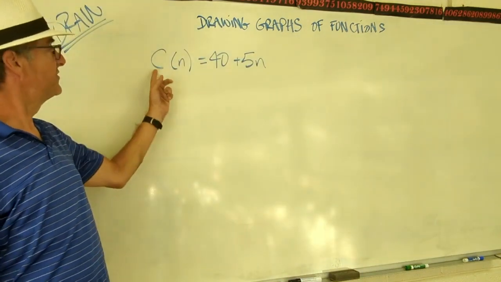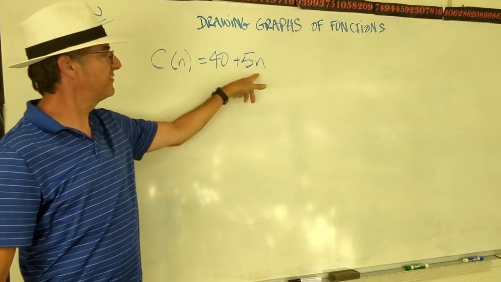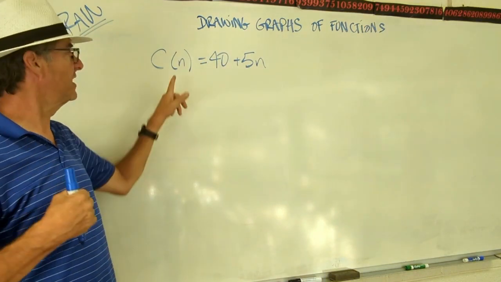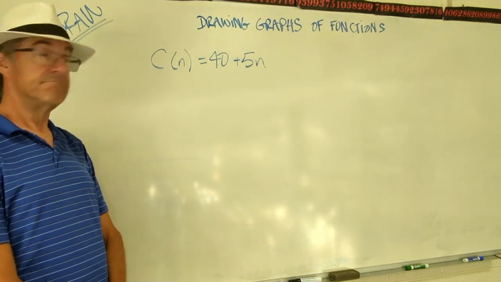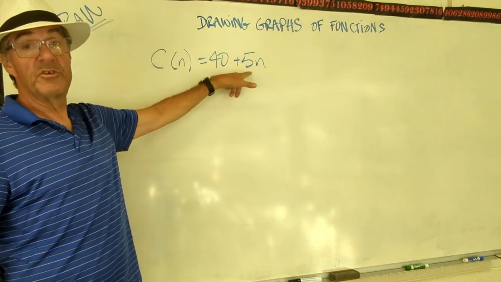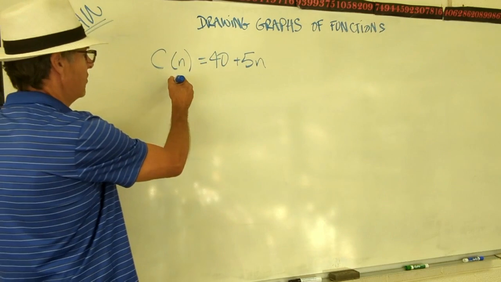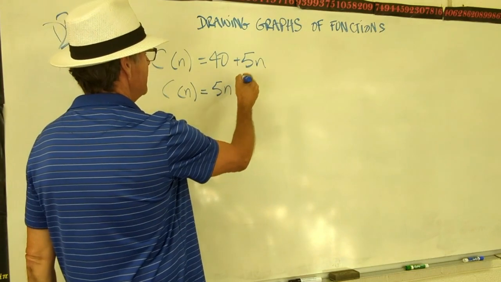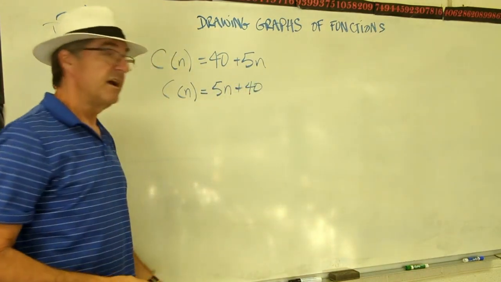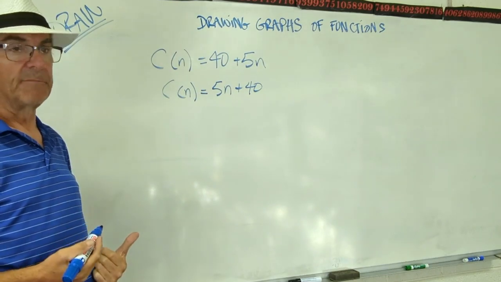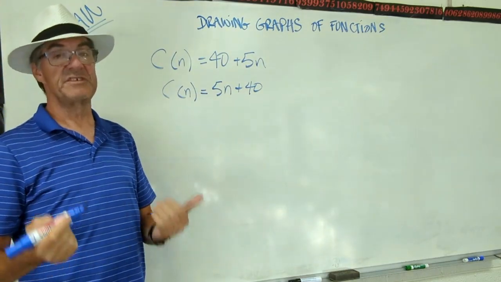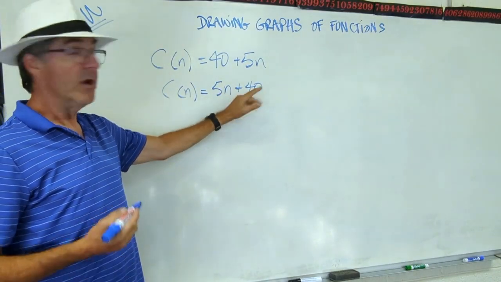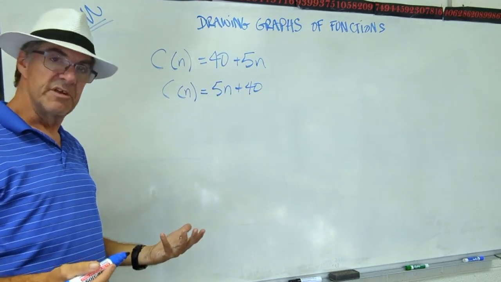Let's do one more. C of n equals 40 plus 5n. Now I want you to pause the video and see how far you can get, see if you can get this graph done. All right, let's see how you did. One thing we can do with this is change it into a more familiar form. Not necessary, but sometimes helpful. C of n equals 5n plus 40. Now we are in slope-intercept form, or as the IB likes to say, gradient-intercept form. So the gradient or slope is 5, our intercept is 40. We don't need to do this step, but some people find it more familiar that way.